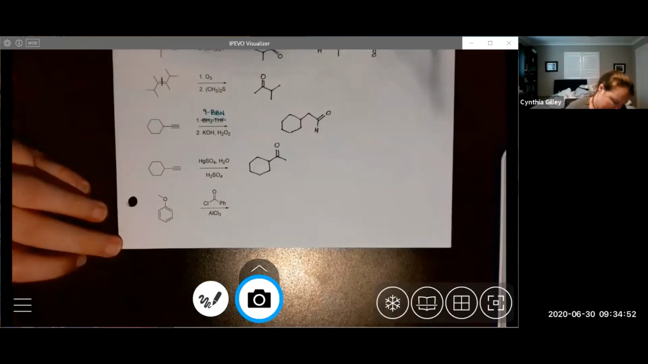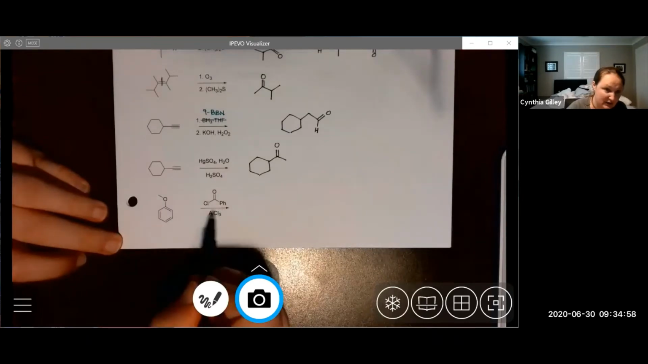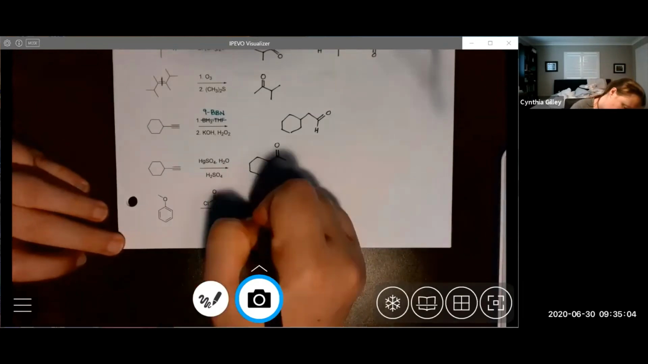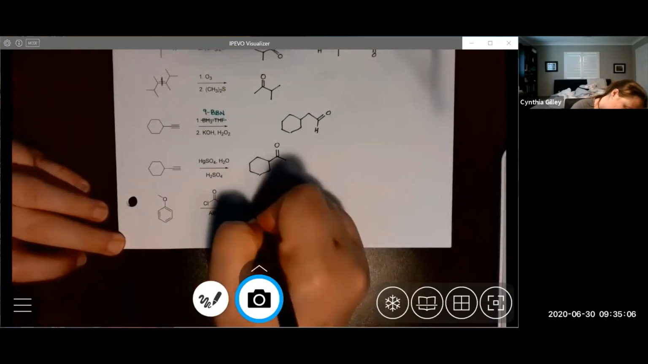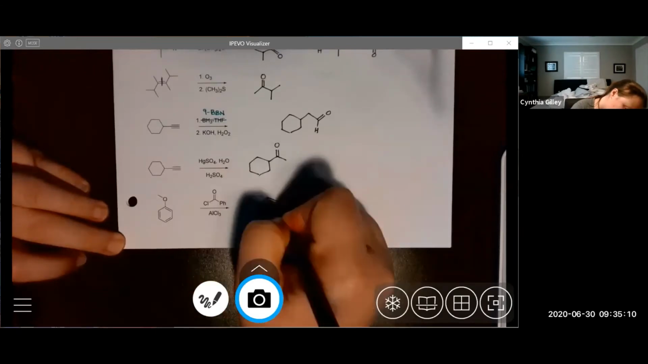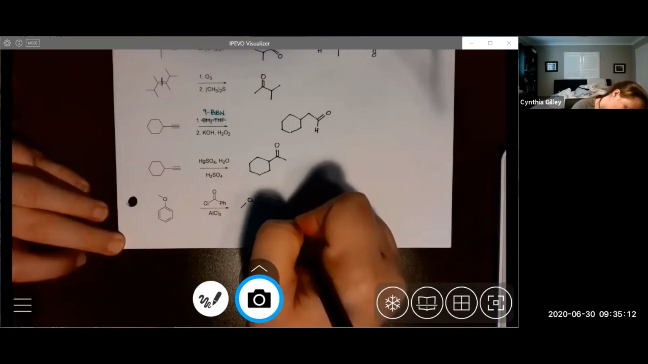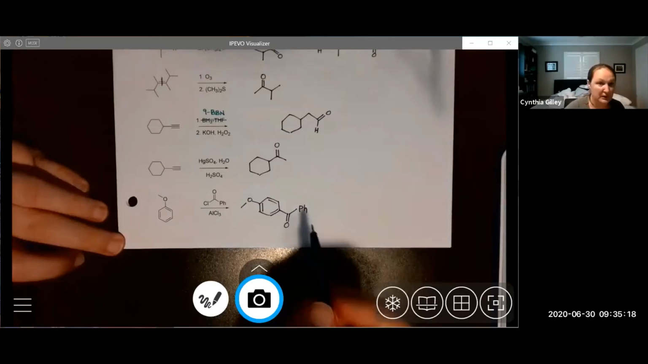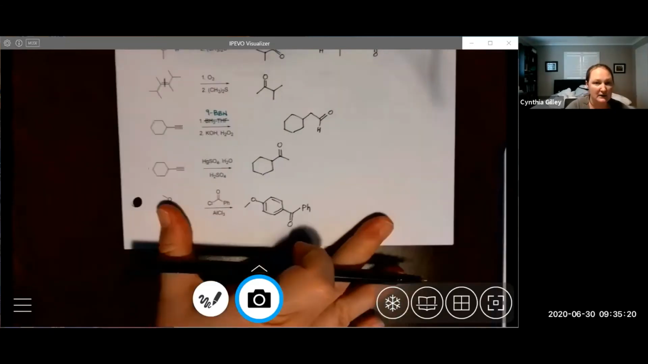And then this is an electrophilic aromatic substitution reaction, specifically a Friedel-Crafts acylation reaction. Remember, this is an ortho-para director. So we can put in that acyl group in the para position. And notice how all of these reactions produced aldehydes or ketones.